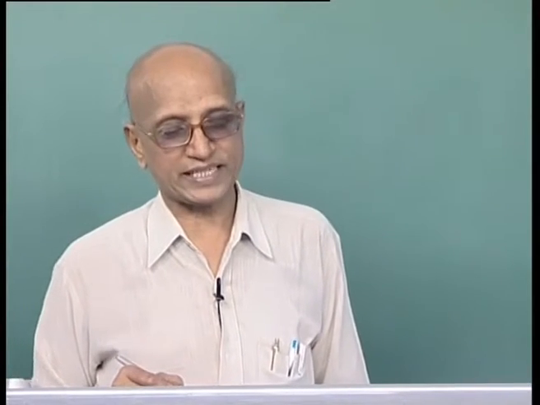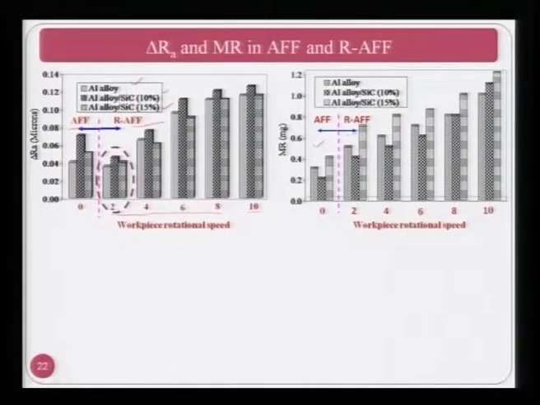Now, same thing is true for material removal in case of abrasive flow finishing process and rotary abrasive flow finishing process with different RPM. Now, at 0 RPM, that is AFF process, the material removed in the given number of cycles is small as compared to RAFF. As the RPM is increasing, the material removed in all the 3 cases of aluminum alloy with silicon carbide 10%, silicon carbide 15%, is increasing.